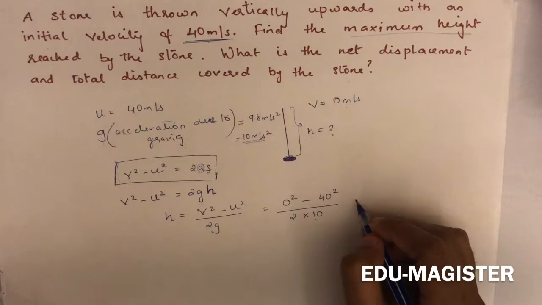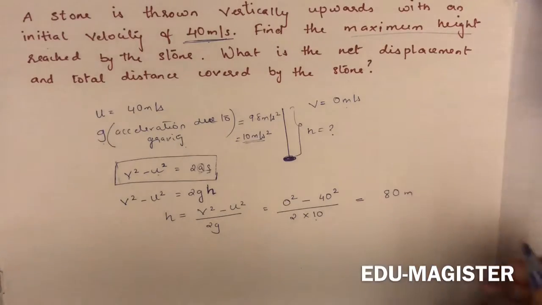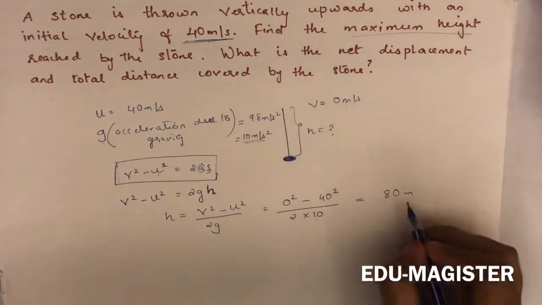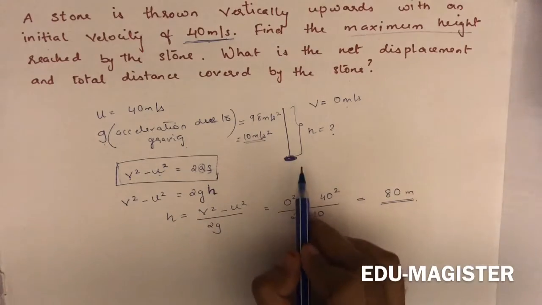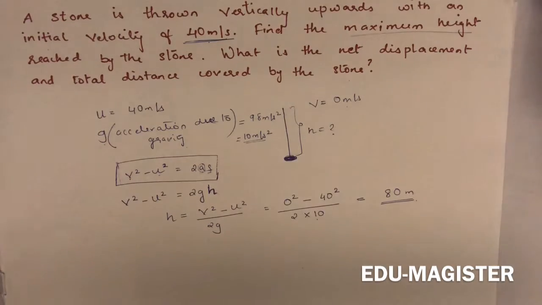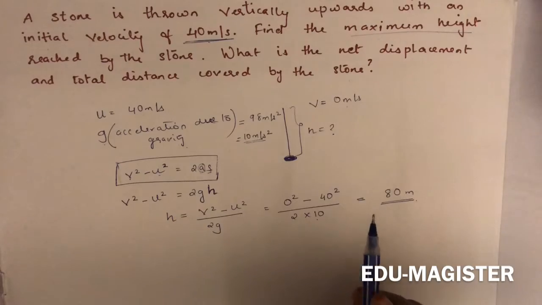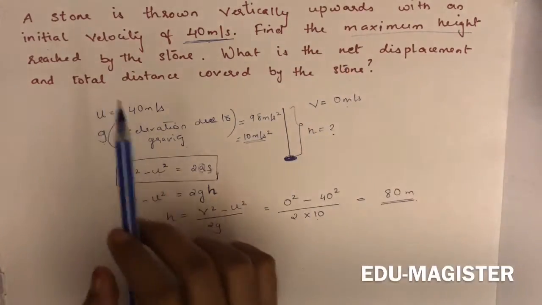Now if you calculate, we will get the answer as 80 meters. That is, 80 meters is the maximum height reached by the stone. Again, next they have asked us to find the net displacement of the stone.